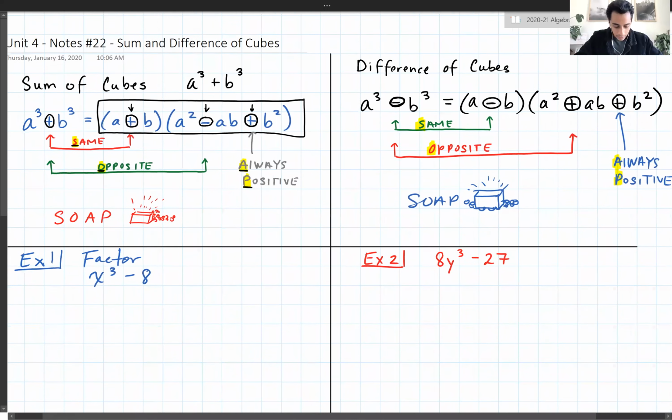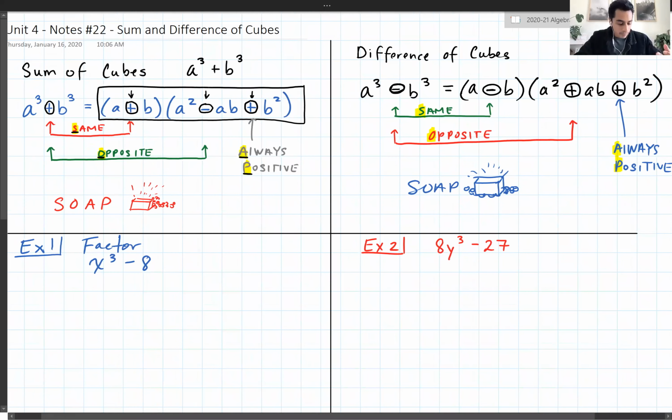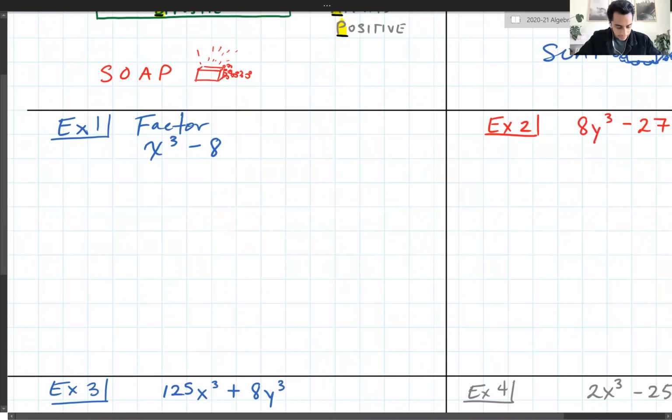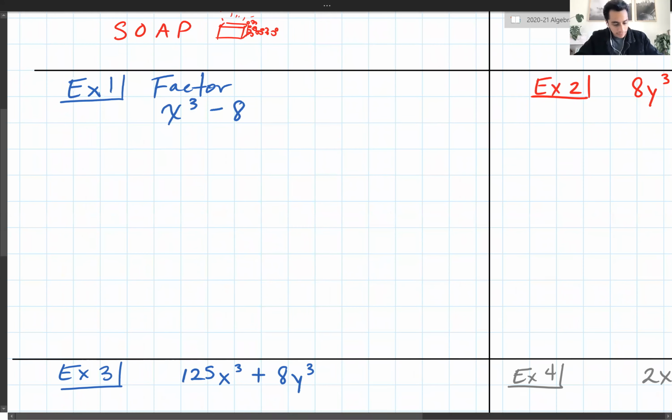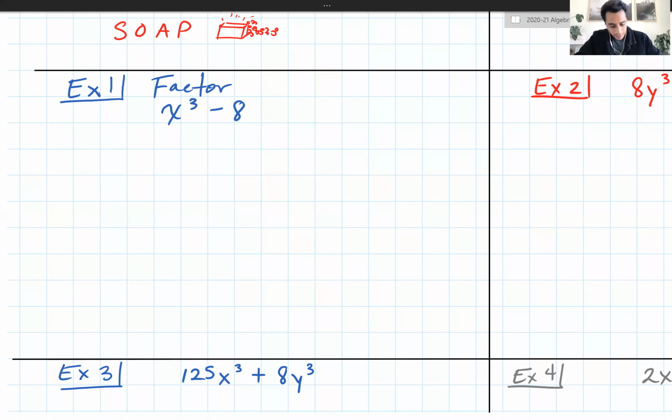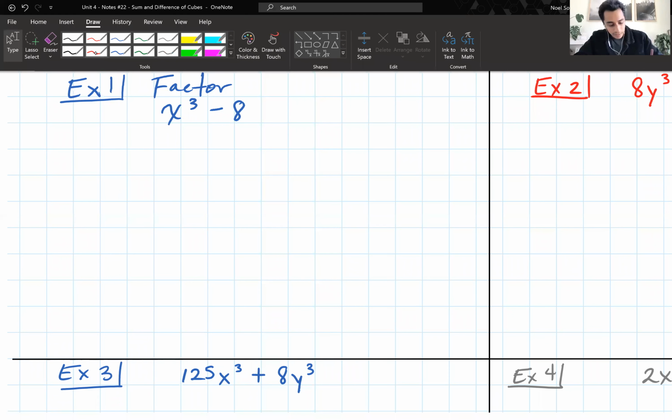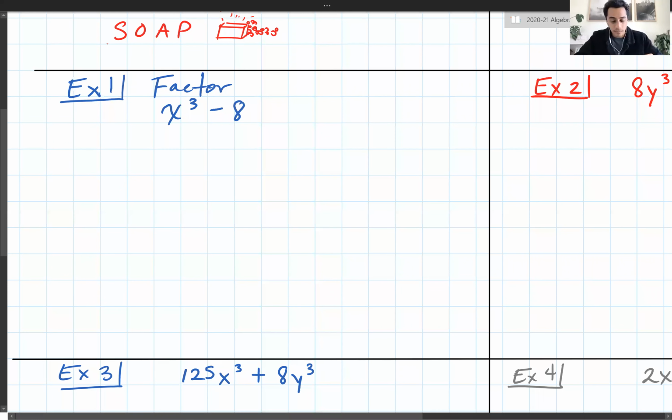So let's take a look at how this would work when we're trying to factor out either a sum or a difference of cubes. Okay, so starting with example 1. I want to factor x to the third minus 8. X to the third minus 8, here's what my job is supposed to be: I need to identify what is the a term, what is the b term.